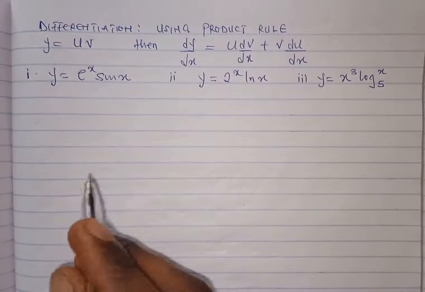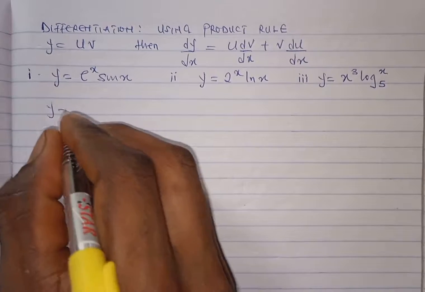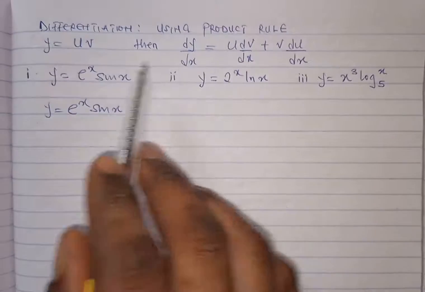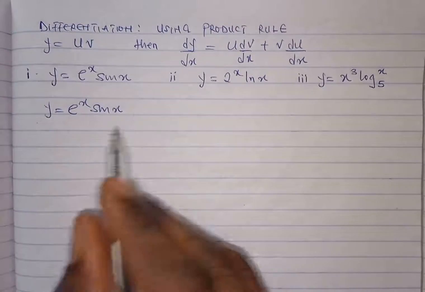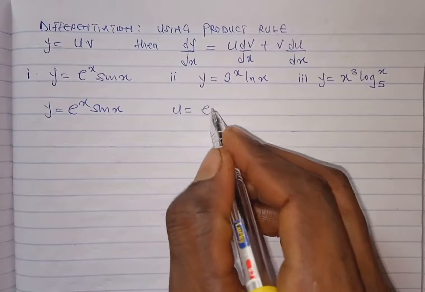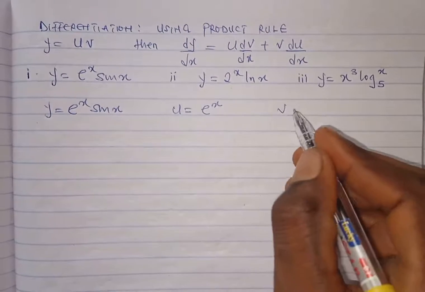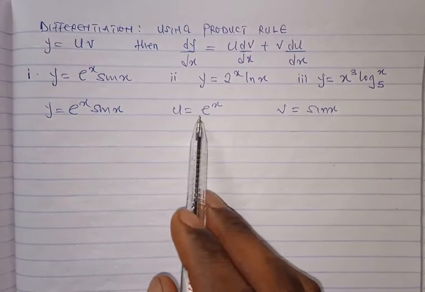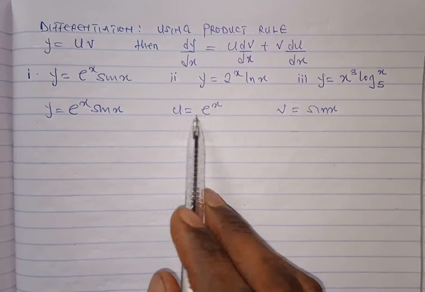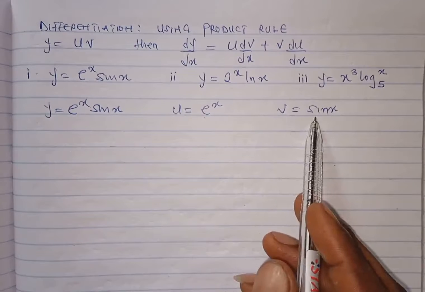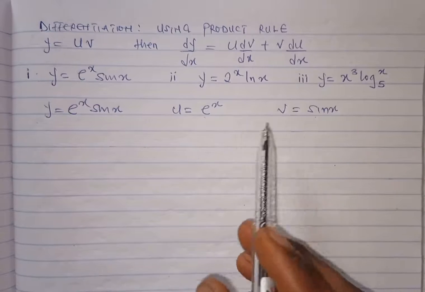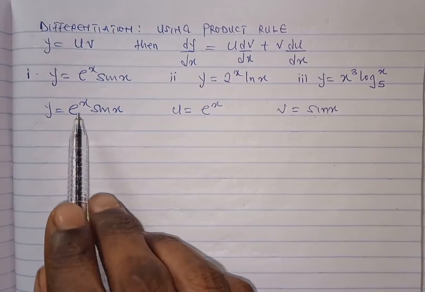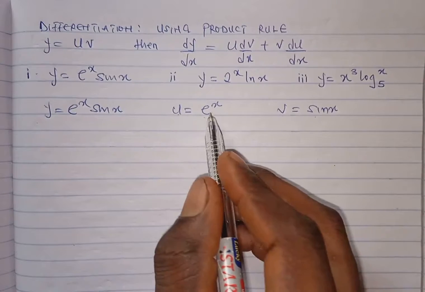So let's take the first example and analyze it. We have y equals e raised to the power of x times sin x. The first thing you do is get your u and your v. I'm going to say my u is equal to e raised to the power of x, and my v will be equal to sin x. Or you can also say that your u is sin x and your v is e to the x. Whichever one you do is correct. Since you have labelled your u and your v, the next thing you do is differentiate u with respect to x.